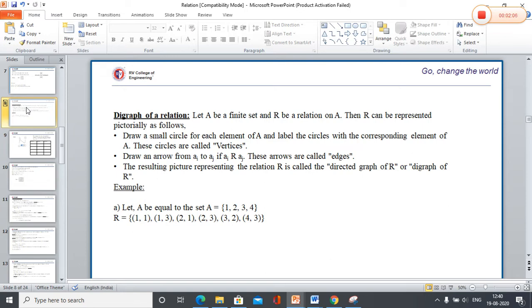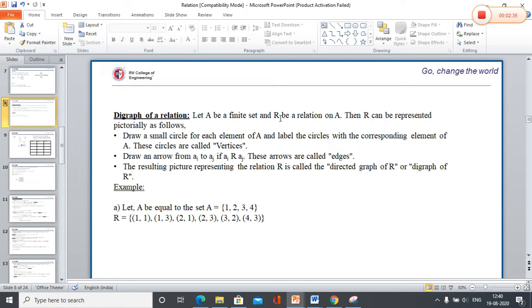So basically, if A is a finite set and R is a relation on A, that means R should be a subset of A cross A. Now what we have to do is draw circles. Circles represent the vertices of the graph, and we label the circles with the corresponding elements of A. Suppose A has 4 elements. So how many nodes do I have to draw for the graph? I have to draw 4 nodes.